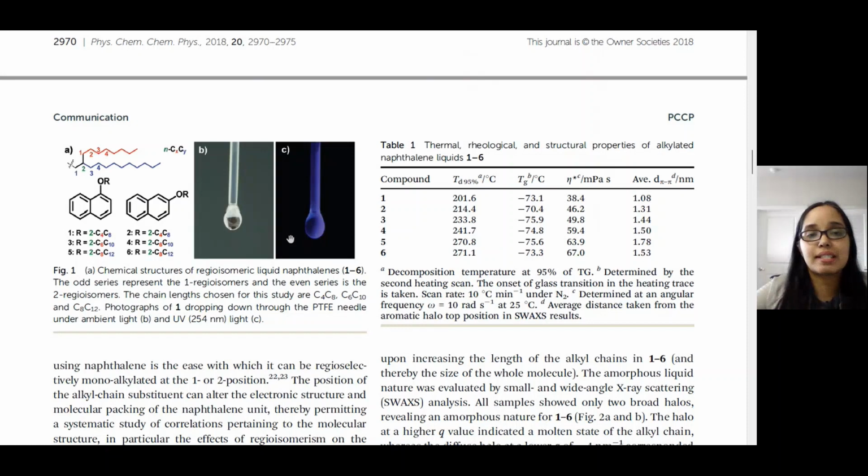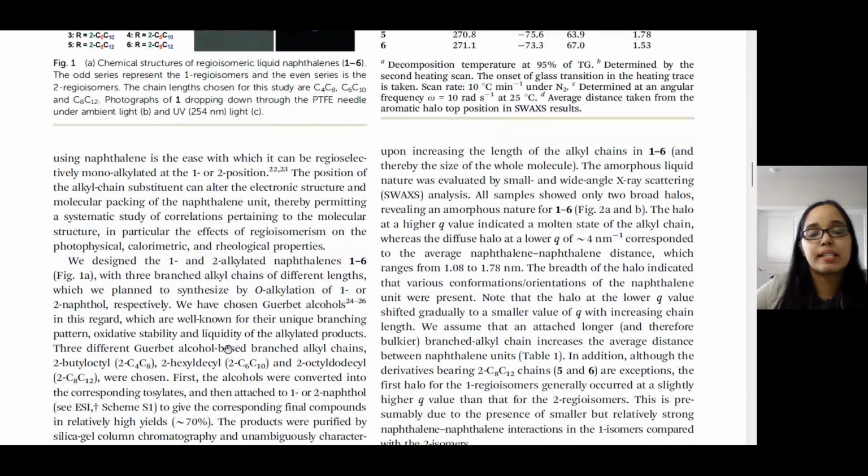Sometimes students just see these figures and they make up something in their mind that this figure must be of this, but it is not so. So please read the information below the figure, the captions of the figure, so that you understand what it means. And then there might be tables like this included in the paper. You have Table 1 here which shows all the properties of the liquid naphthalenes that are synthesized. And then you have results and discussion.